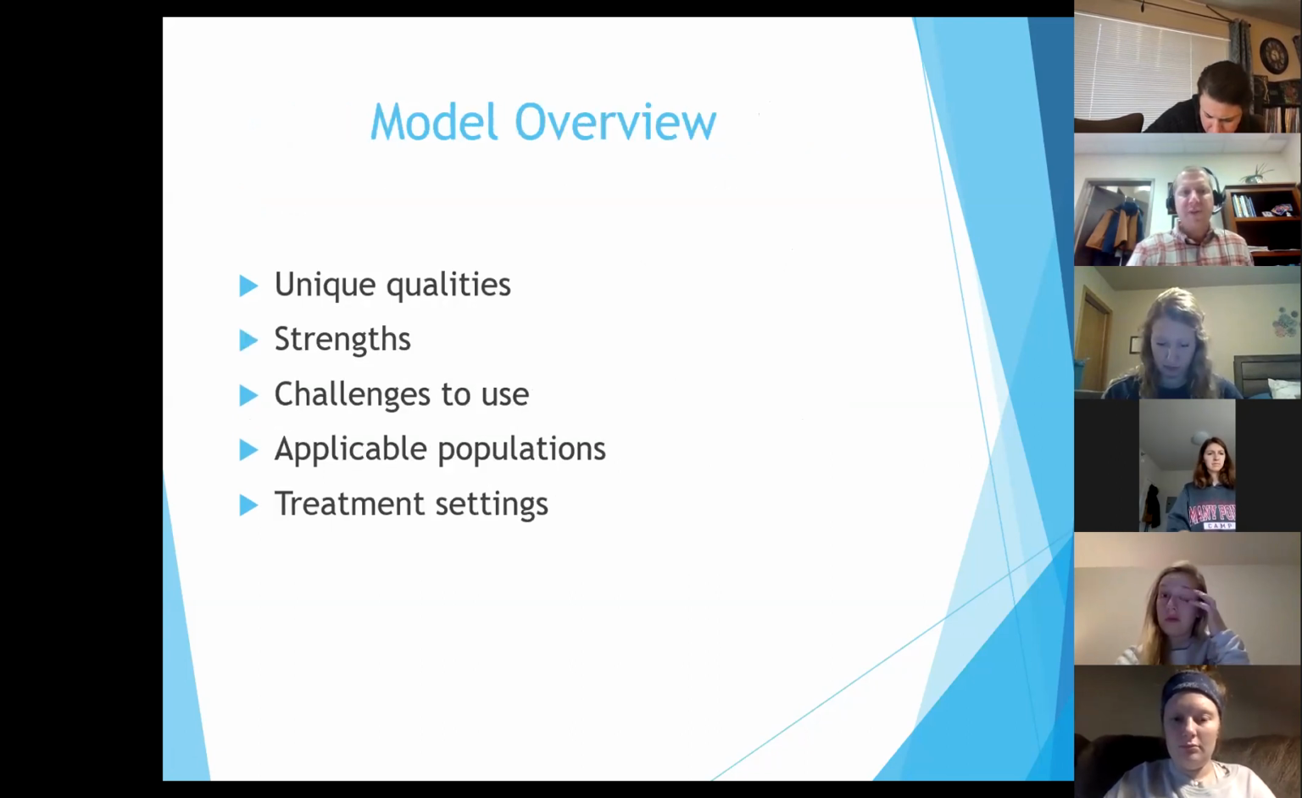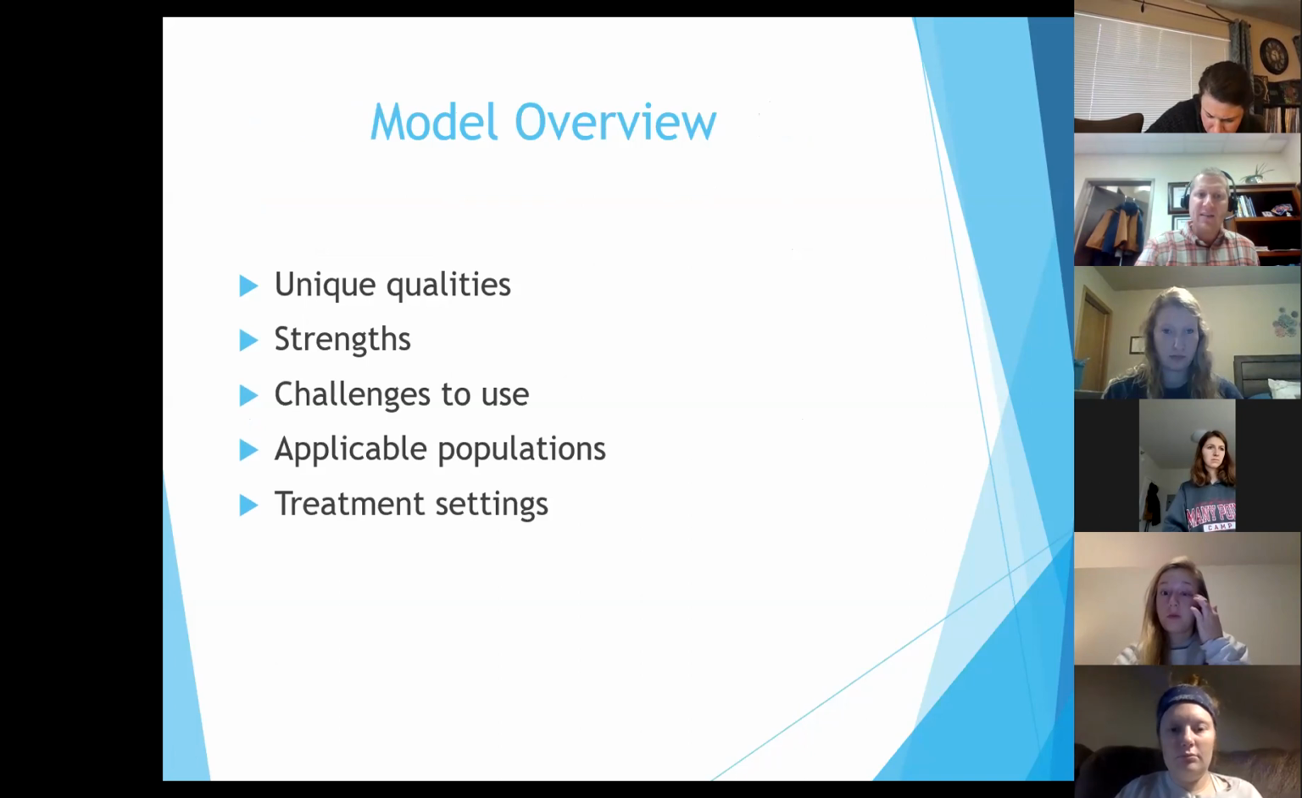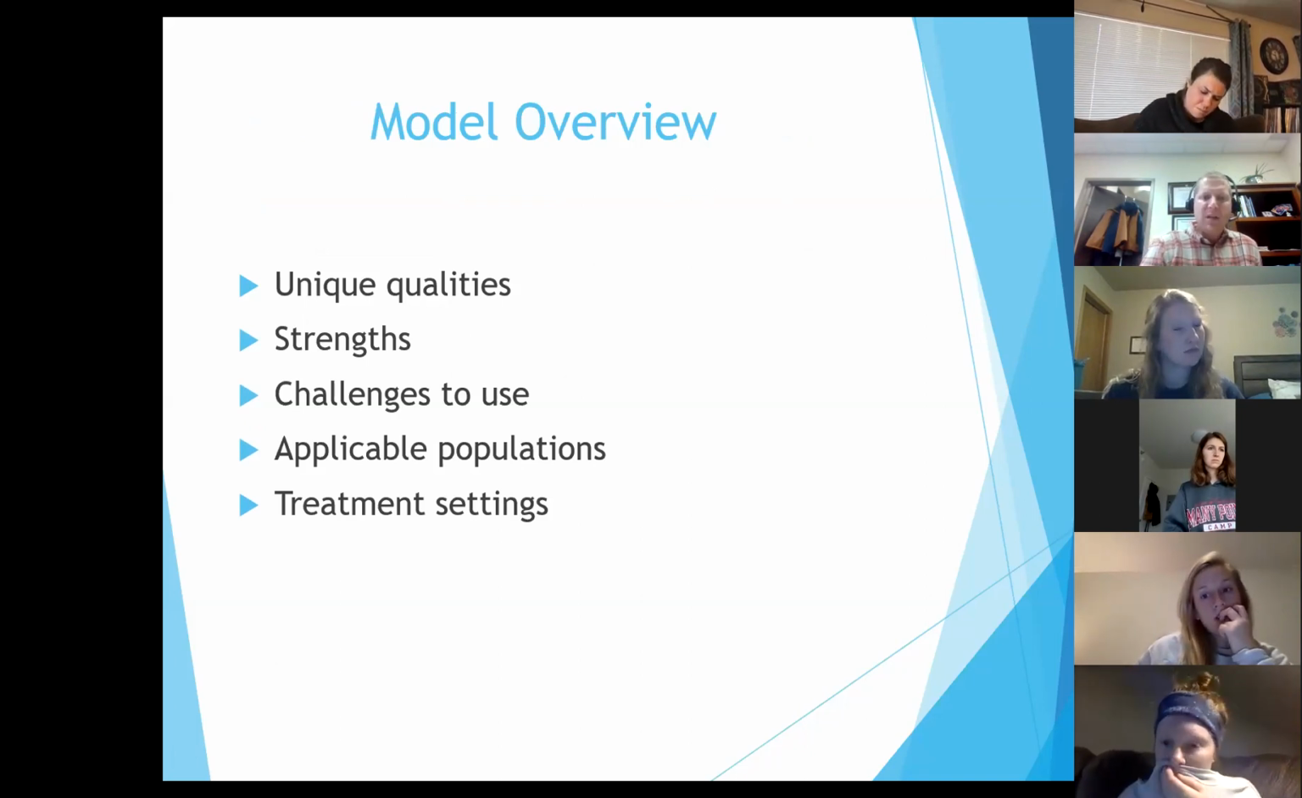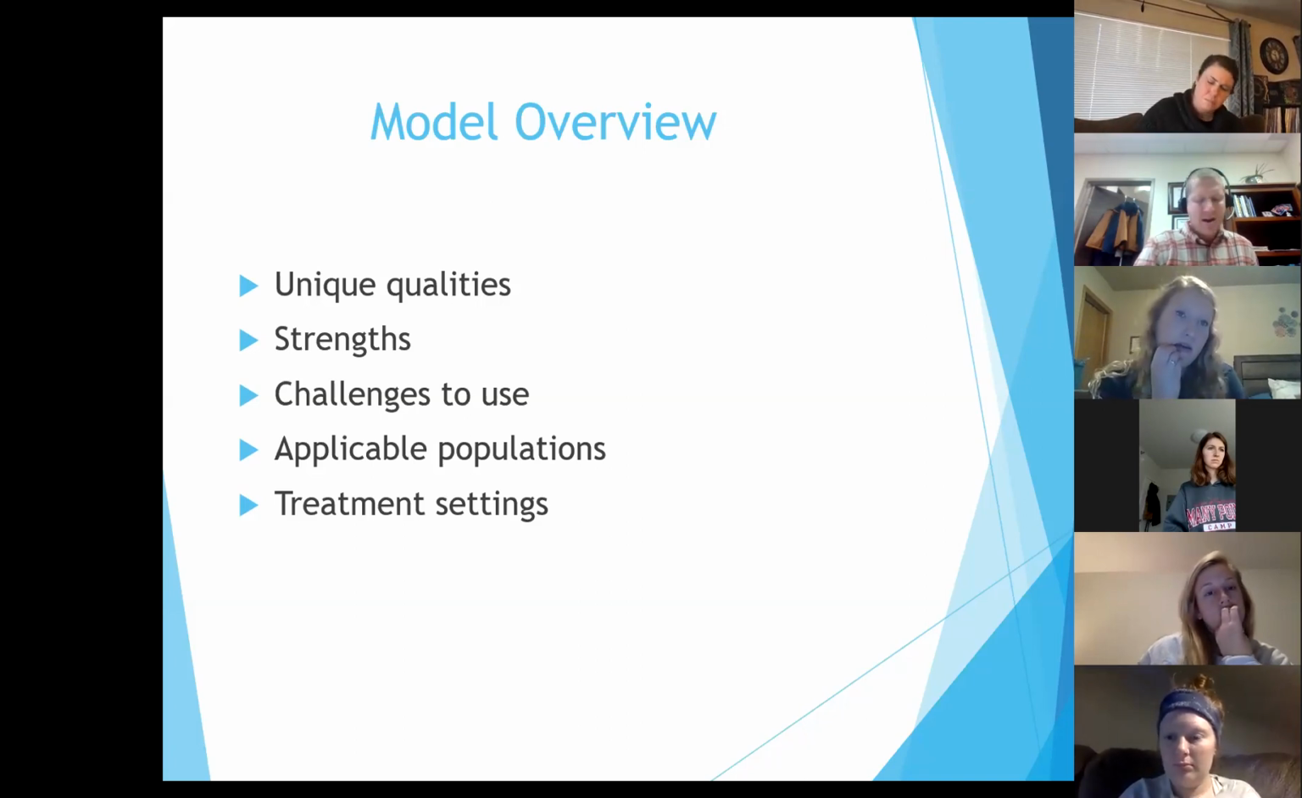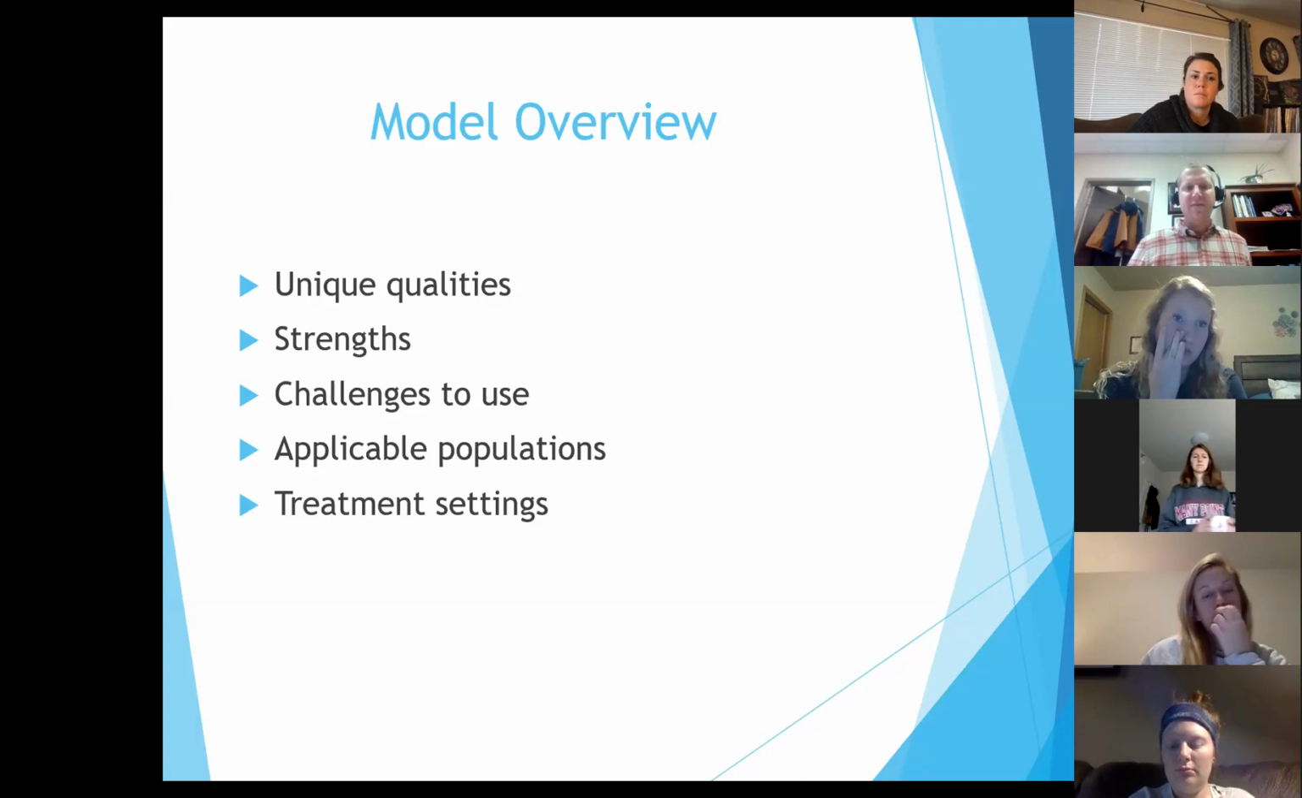So model overview, unique strength or unique qualities, strengths, challenges to use, applicable populations, any given treatment settings. Let's just take a couple minutes here and I want to hear from you guys. What are you thinking about any of these things?